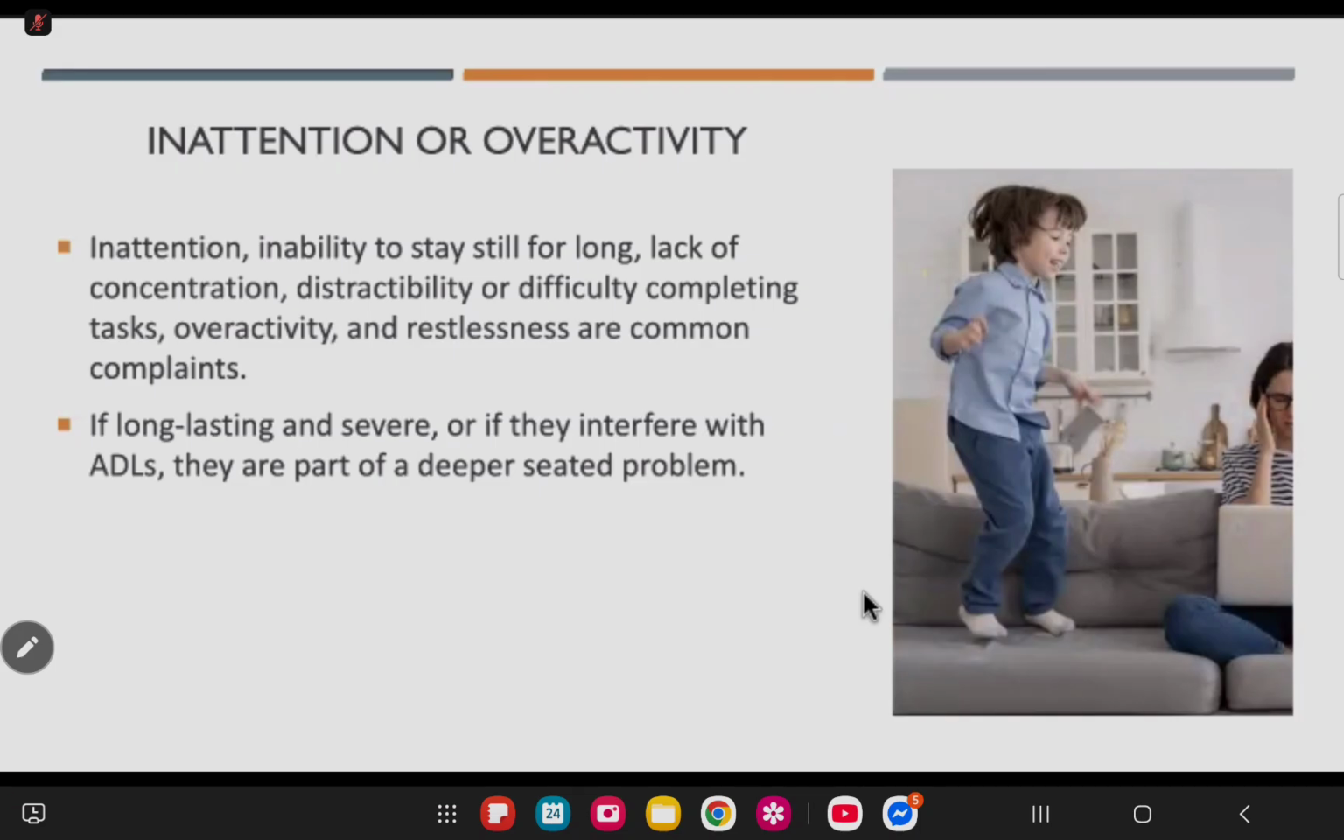Attention or overactivity: inattention, inability to stay still for a long time, lack of concentration, distractibility, or difficulty completing tasks are common complaints from caregivers or teachers. In most cases, these behaviors are part of the normal development of the child and adolescent. However, when they are long lasting and severe, or when they interfere with daily functioning and affect personal, family, social, and educational or occupational life, they may be part of a deeper seated problem.